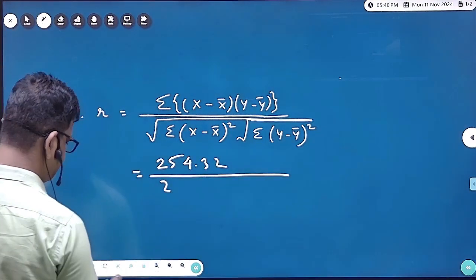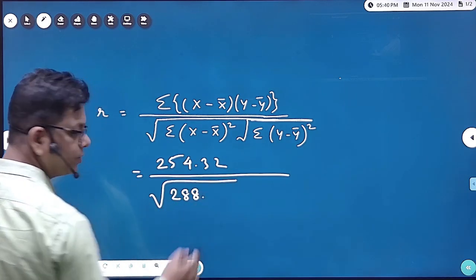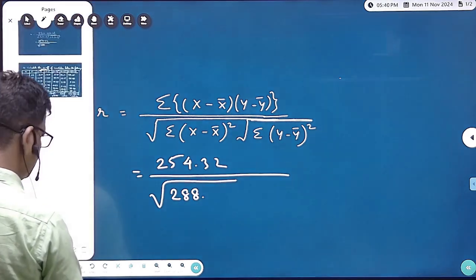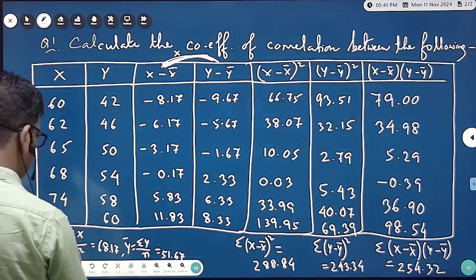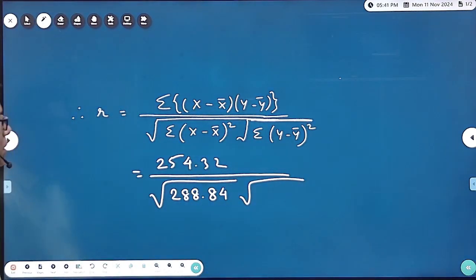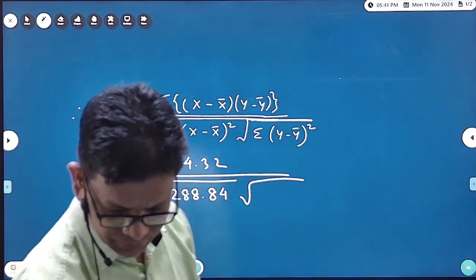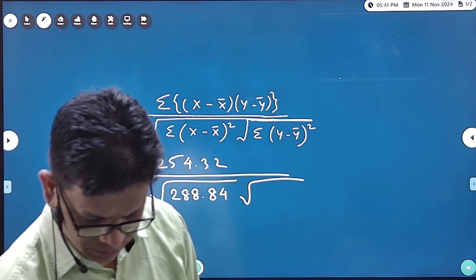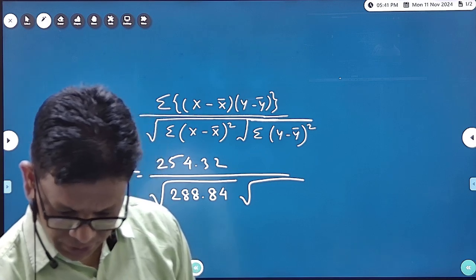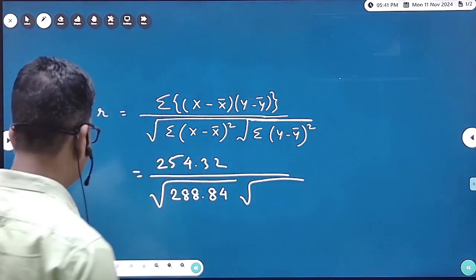288.2. Oh, just a minute. Look at this. It will be under square root. 288 point, how much? Just a minute. 288.84. Yes or no? But under square root. This is again under square root, the other number. Okay? How much? Put it. Yeah. Now use the calculator to find the square root. So this will be 243.34.